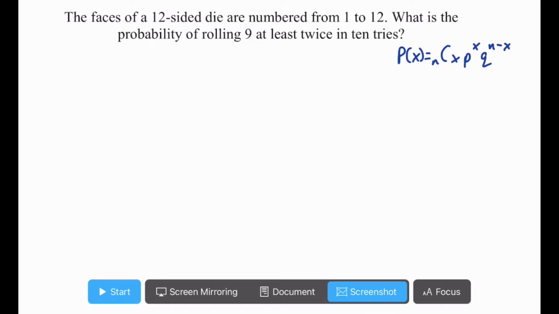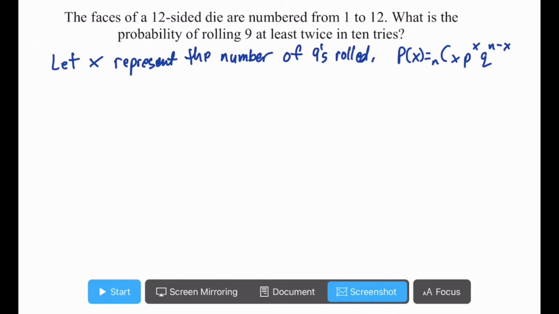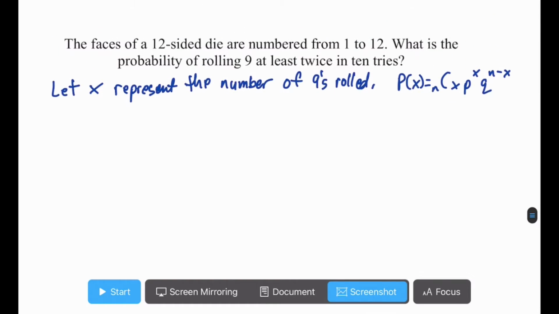Let's start by defining our random variable x. So let x represent the number of 9s rolled. And the question said rolling 9 at least twice in 10 tries. So we're going to find the probability that x, so our number of 9s, is greater than or equal to 2. And this is where it gets a little tricky, because what are my possible outcomes here? How many 9s can I roll? Well, I'm doing 10 total trials.